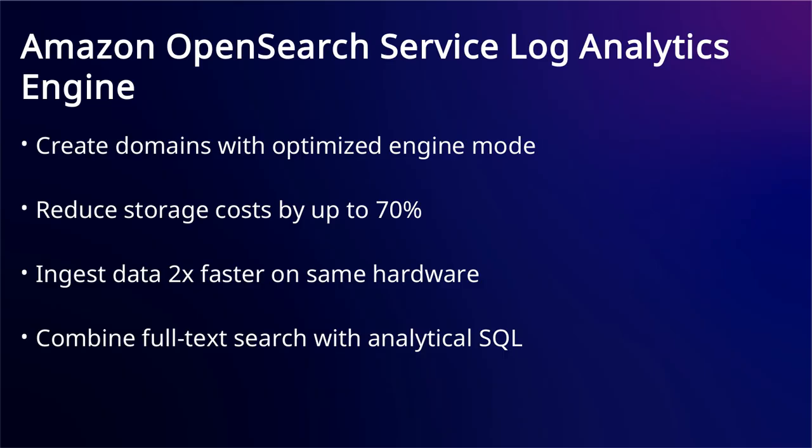The new engine optimized for log analytics addresses this by providing both capabilities in one service. You can create a new domain on OpenSearch 3.5 or above, select the observability use case, and set the engine mode to optimized. The columnar storage reduces storage costs by up to 70%, allowing you to retain up to 3x more data at the same cost. You can ingest data 2x faster on the same hardware while running analytical queries 2x faster.